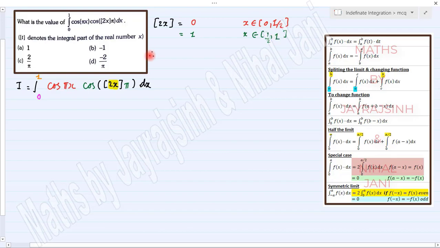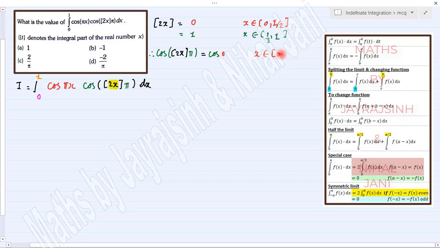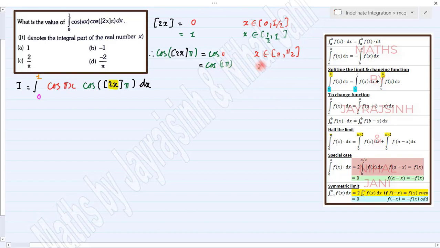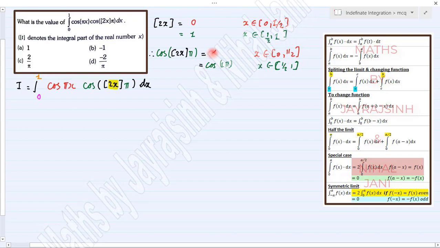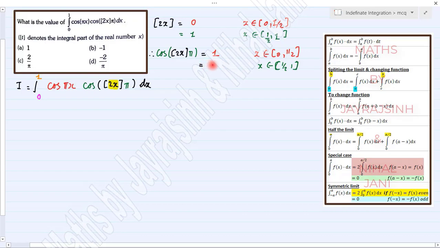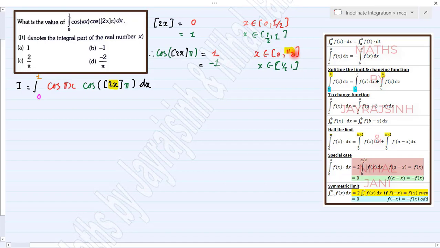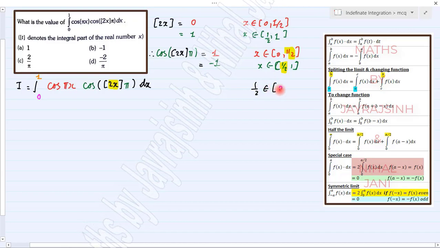Or we can say your x belongs to 1 by 2 to 2 by 2, which will give us 1. So here we can say cos box 2x pi will be cos 0 if x belongs to 0 to 1 by 2. And it will be cos 1 pi if x belongs to 1 by 2 to 1. Or we can say your cos 0 is simply 1 and cos pi is simply minus 1. So here your function is changing at 1 by 2 point, and we know that 1 by 2 belongs to 0 to 1.